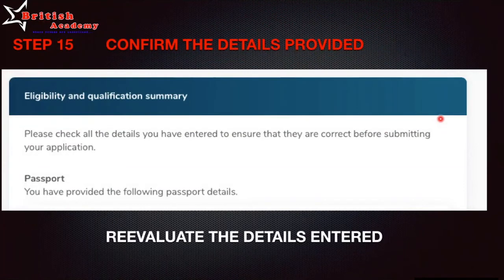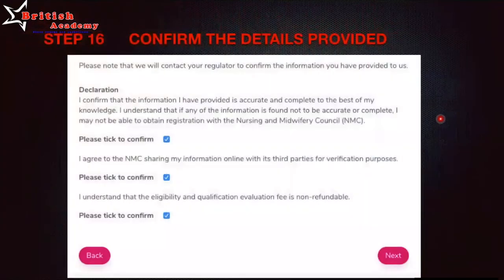This is called eligibility, and that is your step 15, eligibility and qualification summary. You need to check whether whatever details you have put, like your passport number, your education details, your college details, your institute details, or your regulator details, have you put them appropriately? If you feel like there is an error, you can reevaluate it and you can change it as required. But you have to make sure whatever information you are feeding in this, it has to be appropriate. You need to check with your original documents.